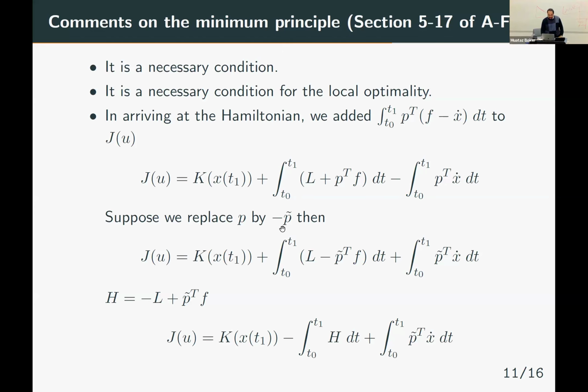Now, if you replace P by P tilde, you have minus P tilde here, transpose, and minus P tilde here, and you have a plus here. Now let's tweak the definition of the Hamiltonian by multiplying it by a negative. If you do that, then this is the new cost function that we have. Looking at this cost function, maximizing this term will minimize that cost function.